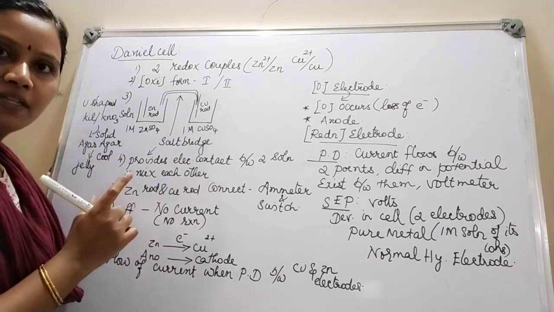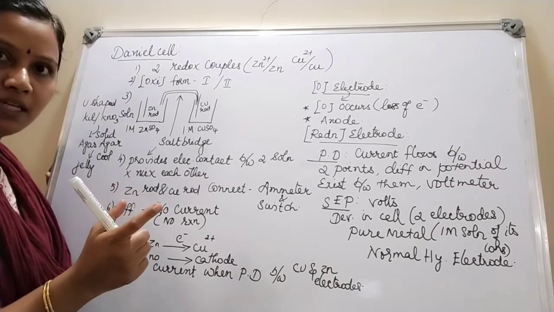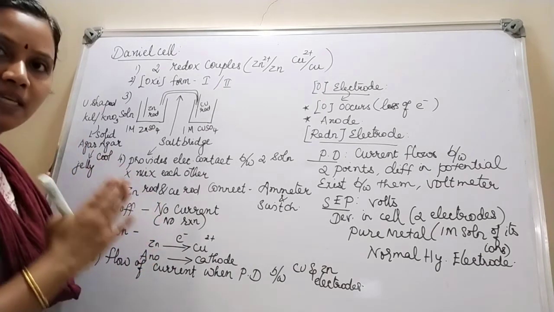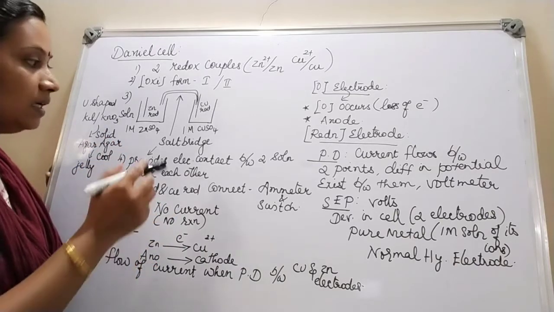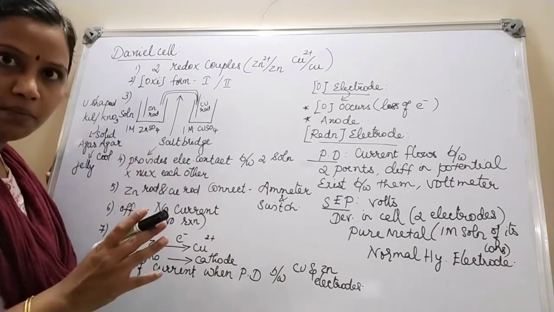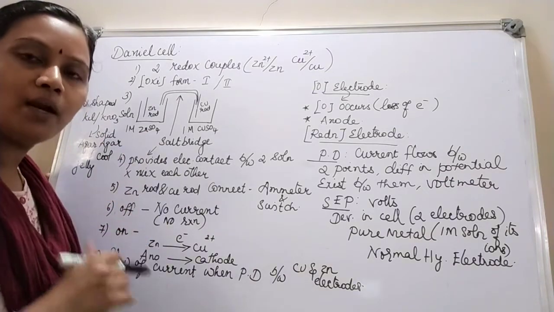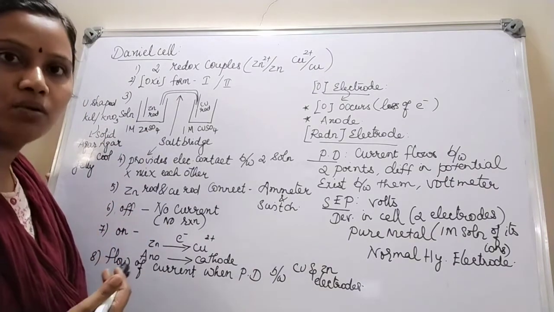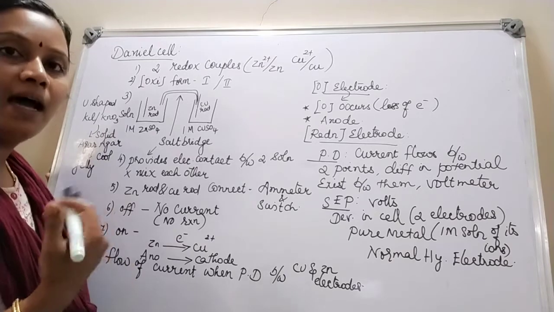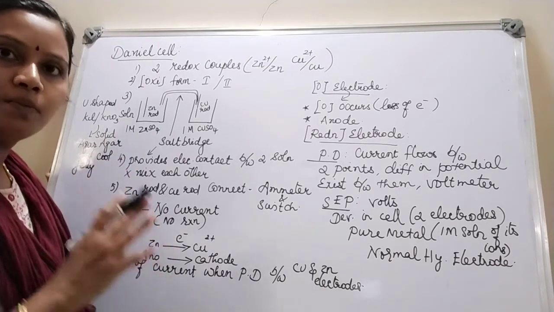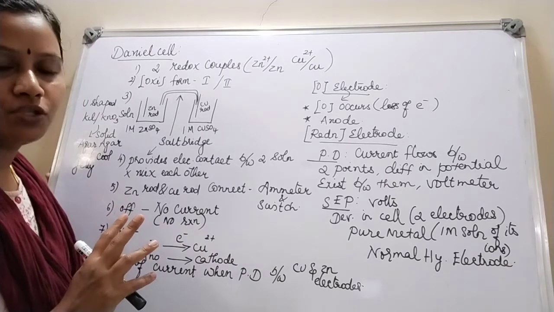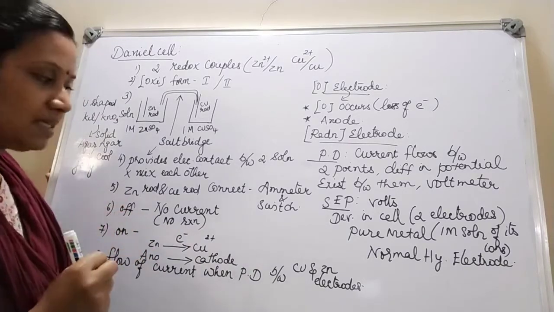I have 1 molar zinc sulfate solution and 1 molar copper sulfate solution in two beakers. I have a zinc rod and a copper rod, and both are connected by means of a salt bridge, which is nothing but a U-shaped tube with either potassium chloride or potassium nitrate, which can be solidified by adding agar-agar and then cooling it to a jelly-like consistency. The main intention is to provide electrical contact between two solutions without the solutions themselves being mixed up.